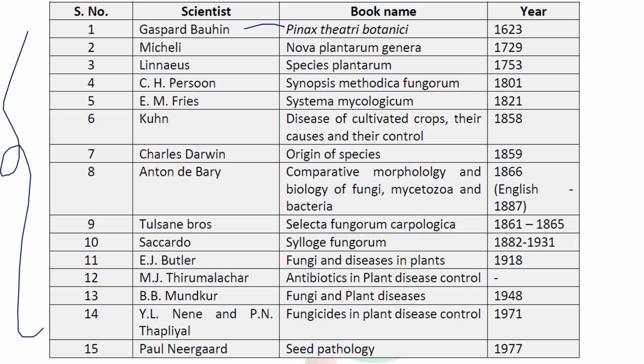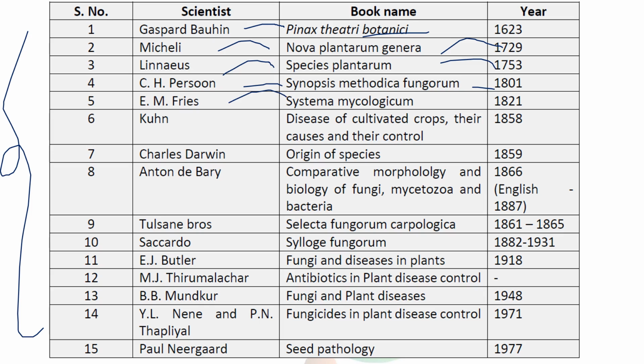Fungi and Disease in Plants, or Fungi and Plant Disease. There are a couple of other important books here. Gaspard Bauhin wrote Pinax Theatri Botanici in 1623. P.A. Micheli wrote a book called Nova Plantarum Genera in 1729. Linnaeus wrote a book called Species Plantarum in 1753. And C.H. Persoon wrote Synopsis Methodica Fungorum in 1801.